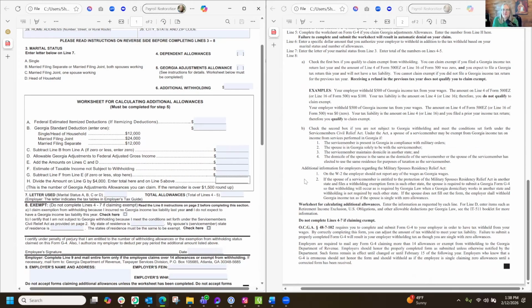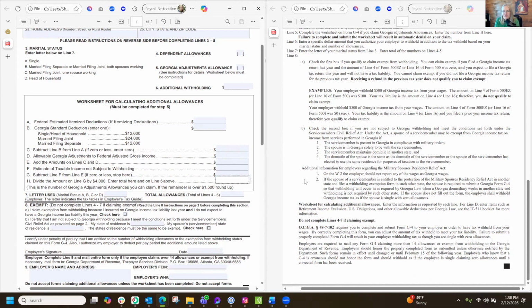So, example, your employer withheld $500 of Georgia income tax from your wages, line 4 of your Form 500 EZ, line 16 of Form 500 was $100. Your tax liability is the amount on line 4 or line 16. Therefore, you do not qualify to claim exempt.